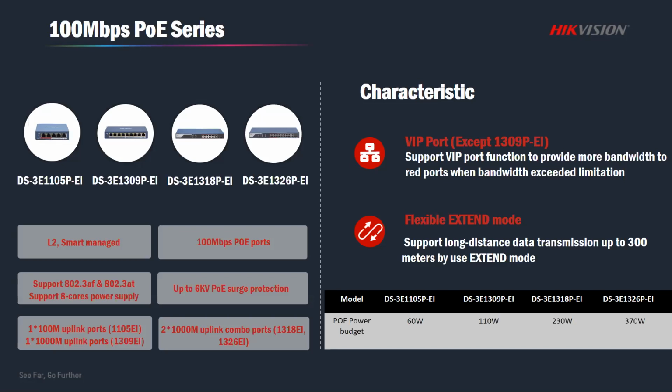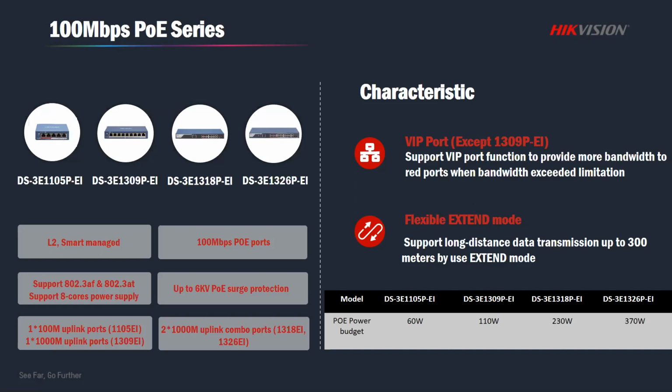on your network. And then the main difference between them is really the port ranges, so the number of ports, but also your uplink ports and what they can do. So some of them have 100 meg and some of them have gig uplinks, some have 2 uplinks on them. On the characteristics side, all of these switches have what we know as a VIP port, except for the 1309.